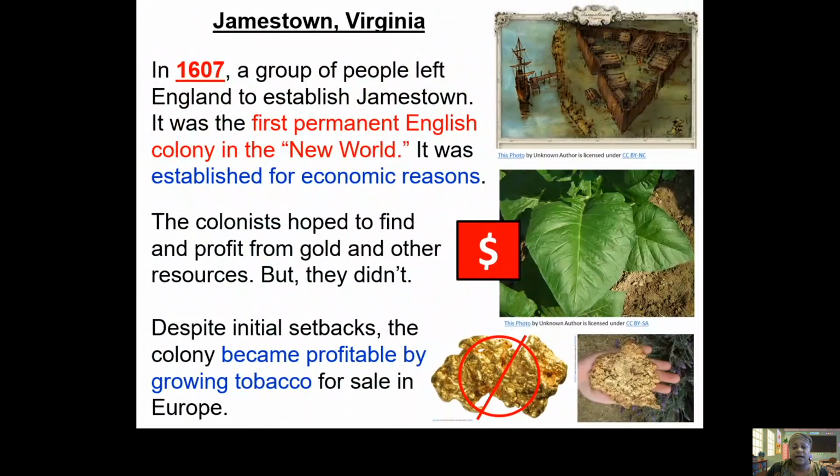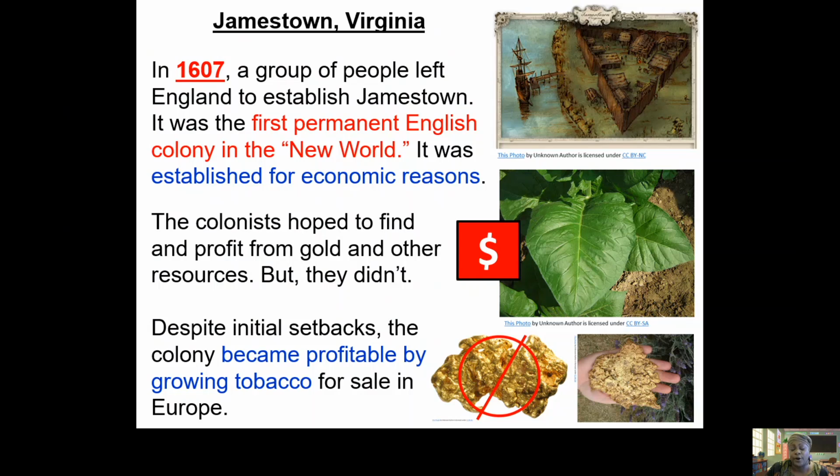The first colony is the colony of Jamestown. It's located today in modern-day Virginia. Well, the year was 1607. A group of people will leave England and they are bound for the New World.